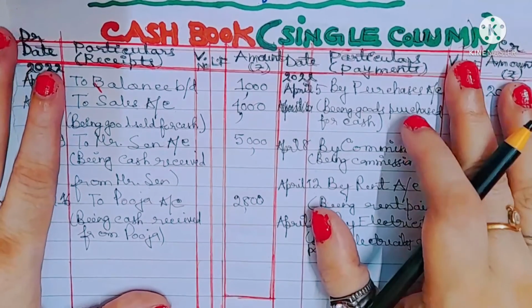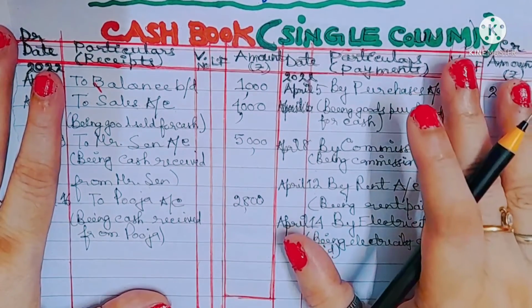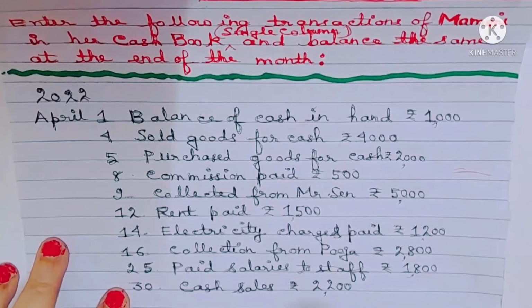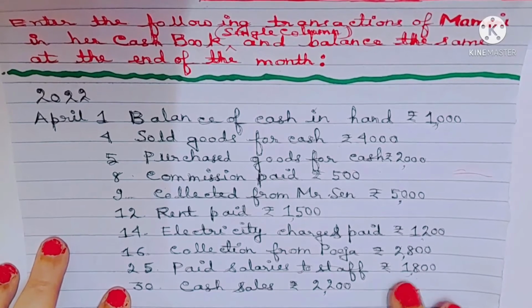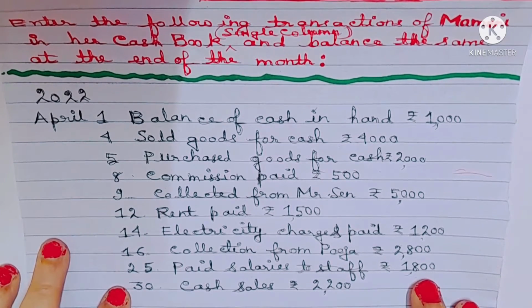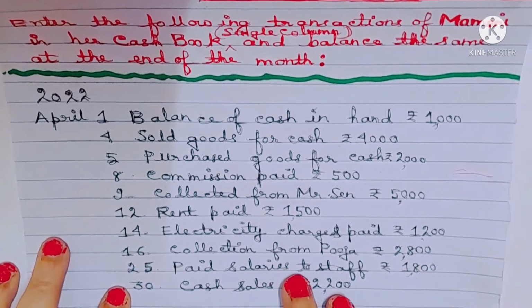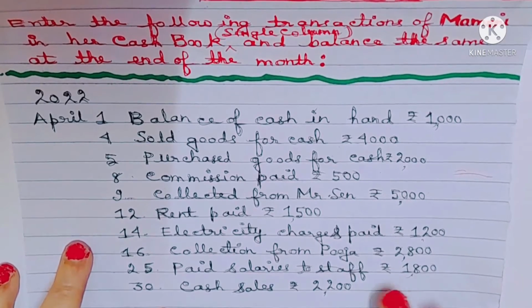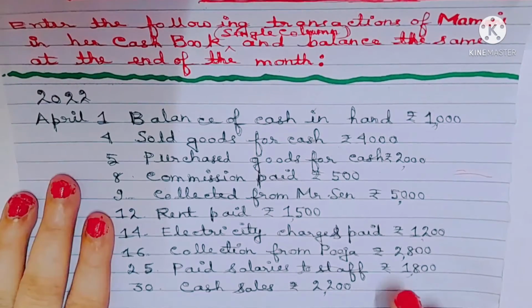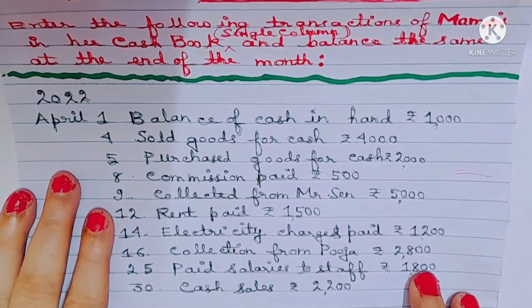So I hope you remember. So let's see the next transaction. The next transaction is on 25th April, paid salaries to staff rupees 1800. So what will be the journal entry? The journal entry will be salaries account debit to cash account. What is the position of cash account? Since cash account is on the credit, we'll write salaries account on the credit. Let's write by salaries 1800.